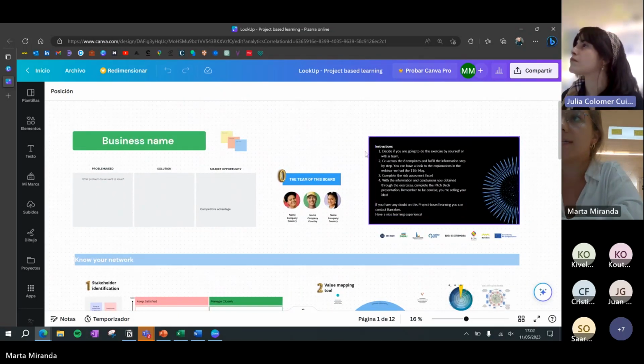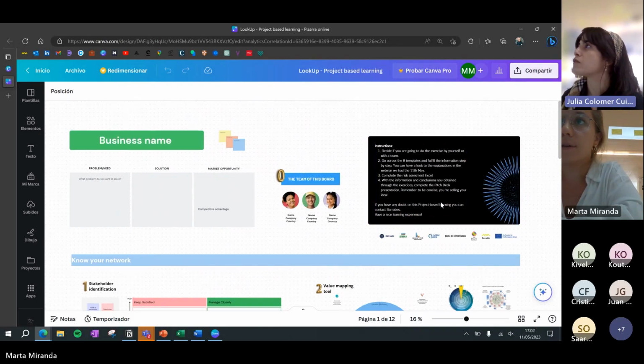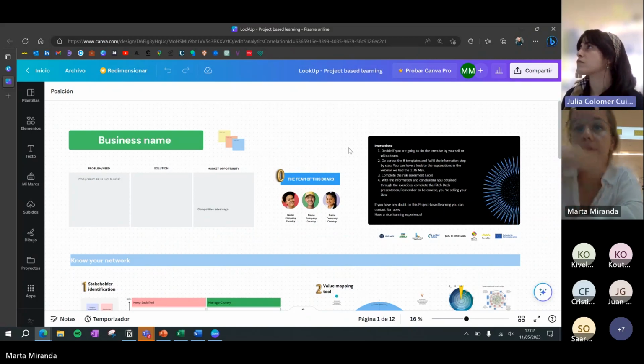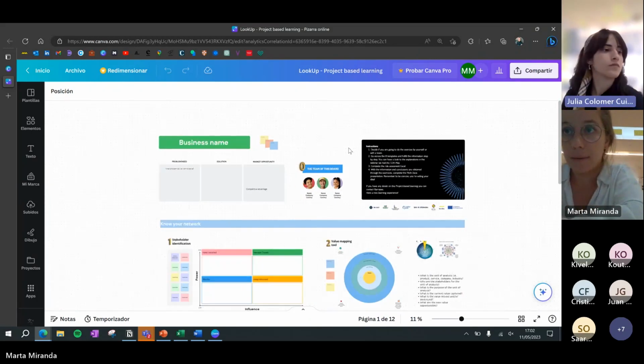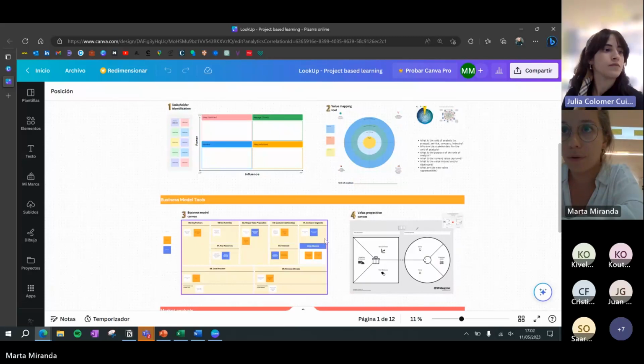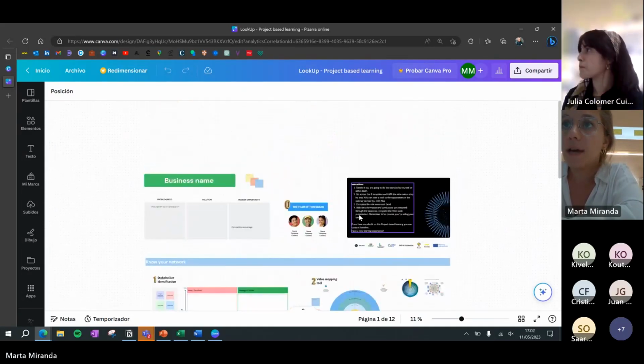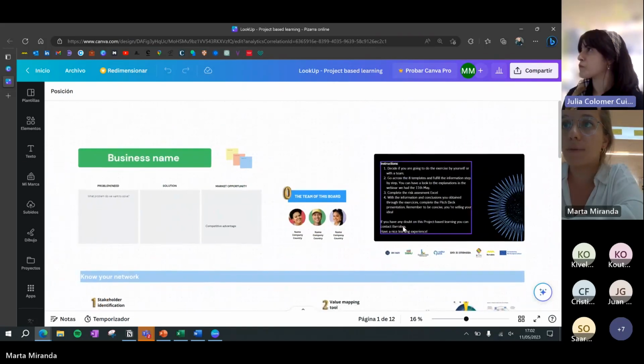Here you can find the instructions of the whole board. First of all, you have to decide if you're going to do the exercise by yourself or with a team. Then you have to go across the 8 templates. You see 1, 2, 3, 4, 5, 6, 7, 8 templates. Then you will have to complete the risk assessment Excel, and then with the information, as I told you, you have to complete the pitch deck.